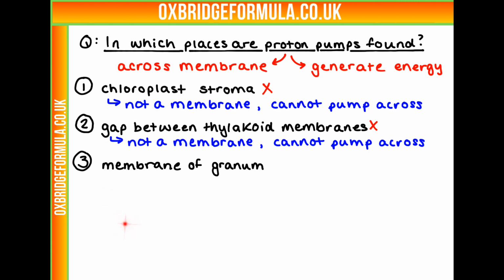And thirdly, the membrane of the granum. Well, yay, we have a membrane now. That ticks off one of our characteristics. Are proton pumps found here?